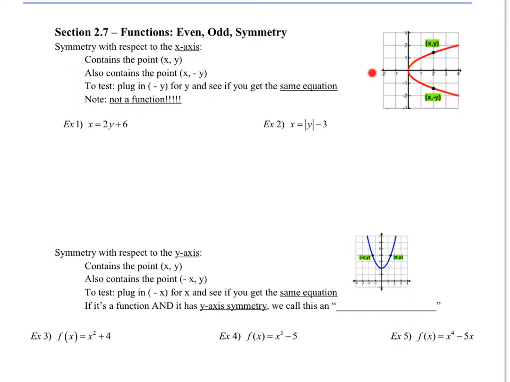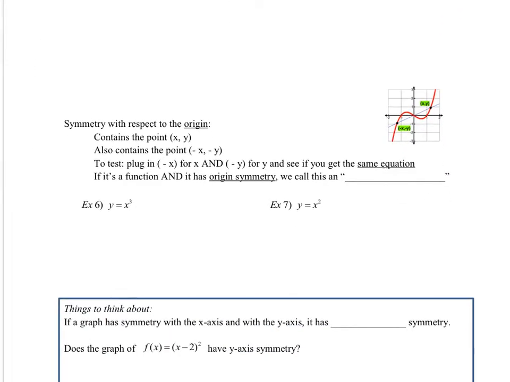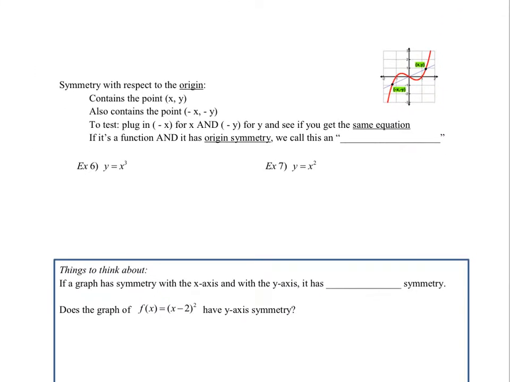That means that your x-axis is your line of symmetry for your graph. Another one we're going to be talking about is symmetry with respect to the y-axis, and that means that the y-axis is your line of symmetry for your graph. So a parabola that's been moved up or down is an example of a function with symmetry with respect to the y-axis.